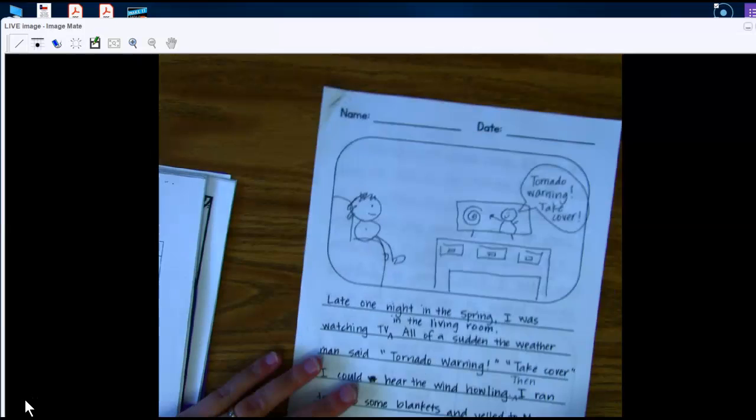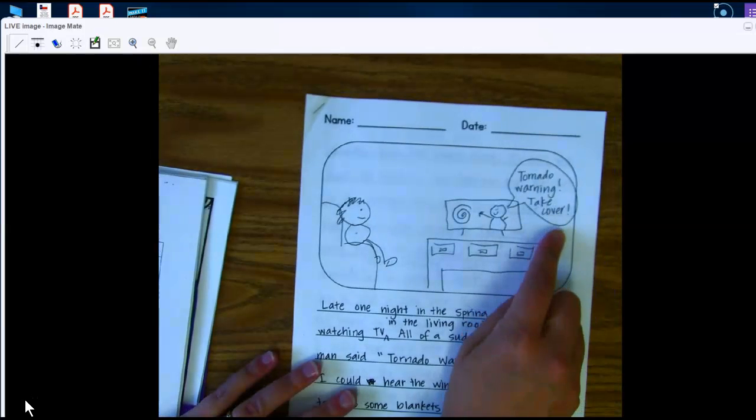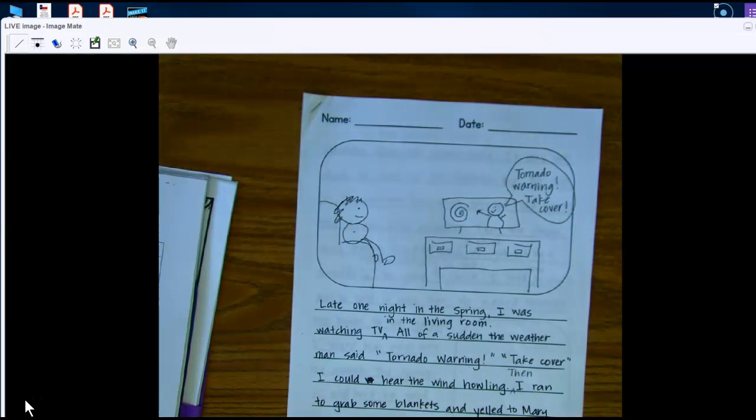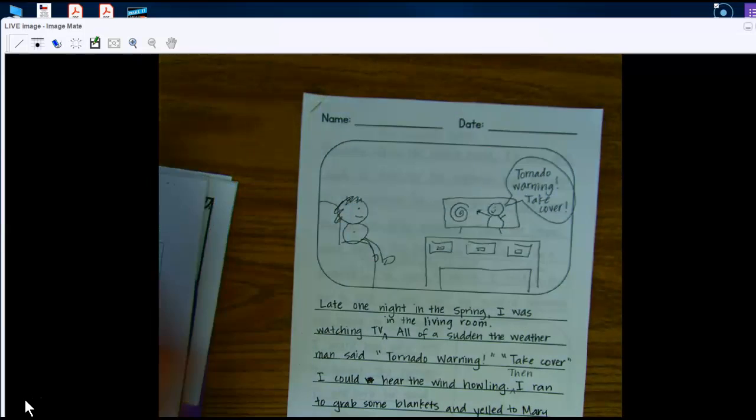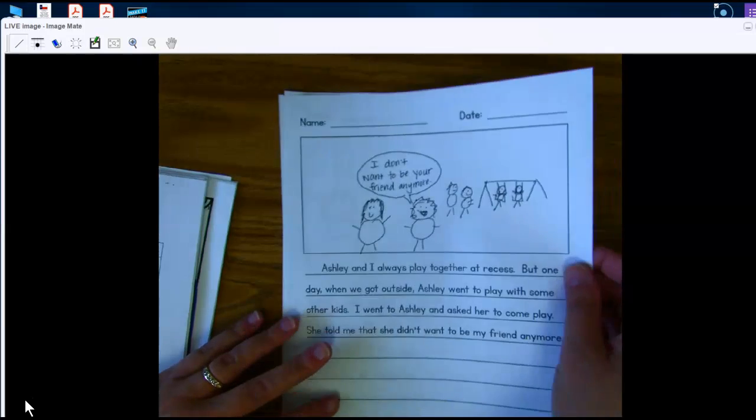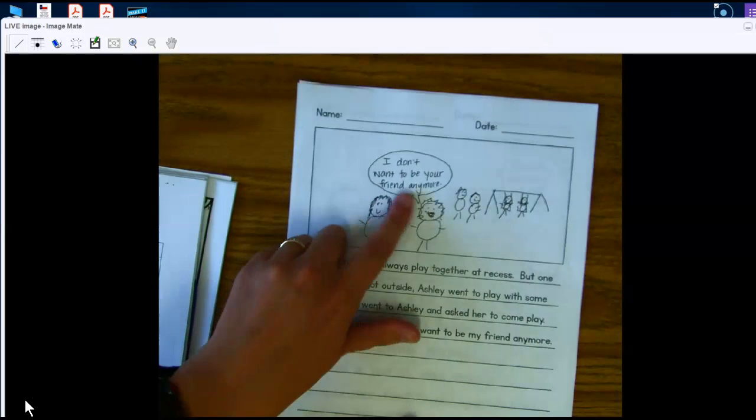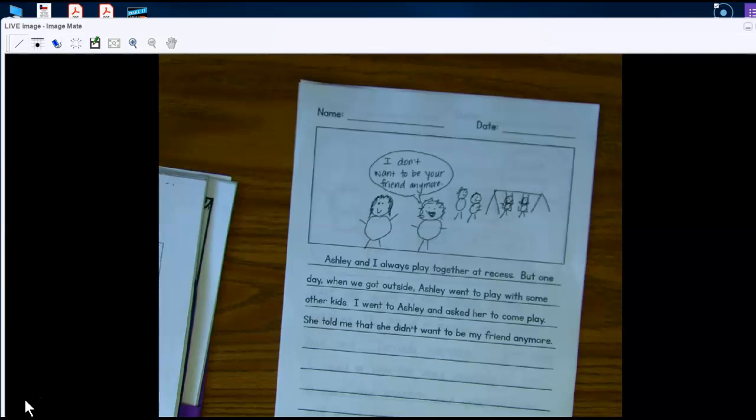That's right. So in here, we said, "Tornado warning, take cover." That's what I said in my speech bubble for my story. And then we also had this one with Ashley and I, and she said, "I don't want to be your friend anymore." Now that's one way to show what a character said. Today I'm going to show you another way to show what a character said. It's called dialogue.